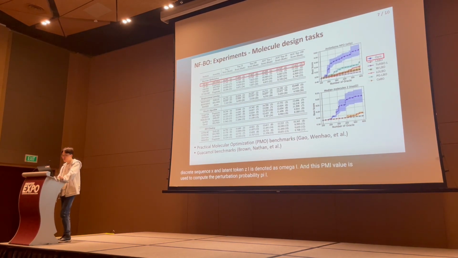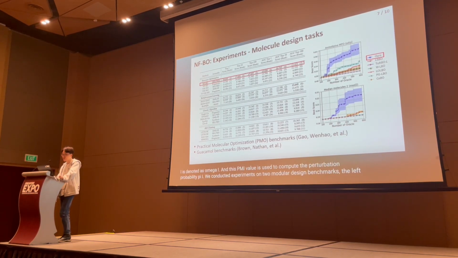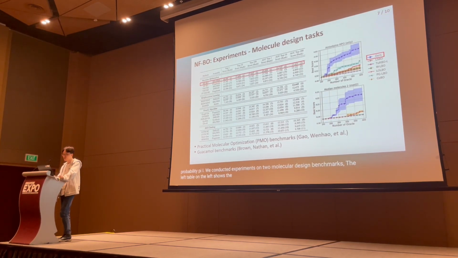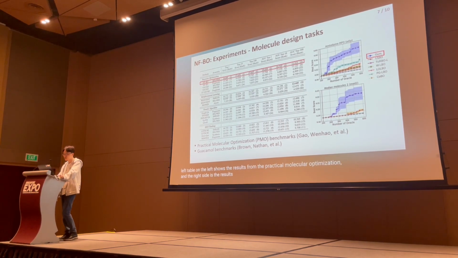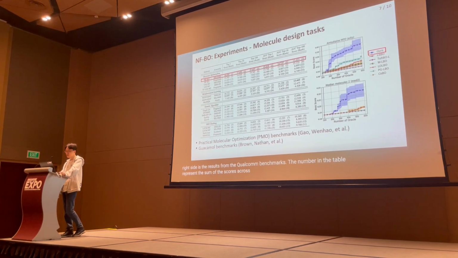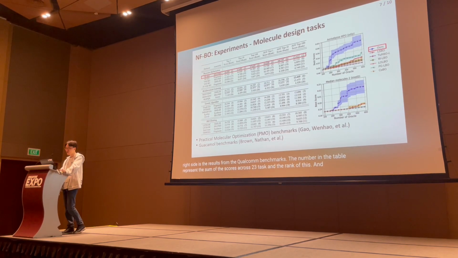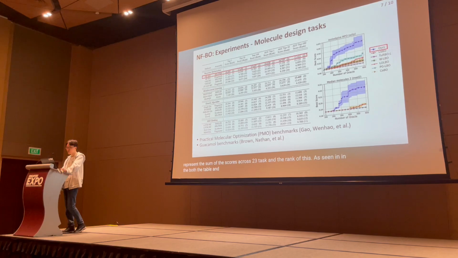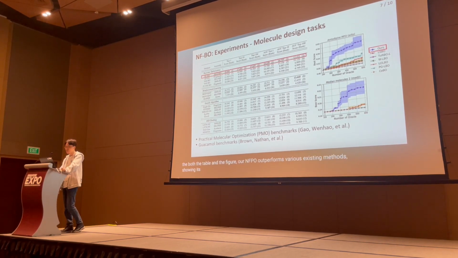We conducted experiments on 2 molecular design benchmarks. The table on the left shows the results from the practical molecular optimization, and the right side shows the results from the Wacom benchmarks. The number in the table represents the sum of the scores across 23 tests and the rank of this. As seen in both the table and the figure, our NPO outperforms various existing methods, showing its optimization performance.